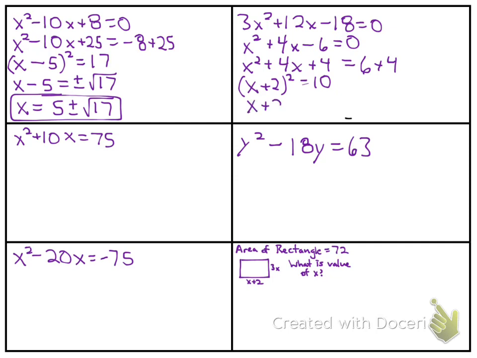The square root of both sides gives us x plus 2 equals plus or minus the square root of 10. And our answer after we subtract 2 from both sides is negative 2 plus or minus the square root of 10.